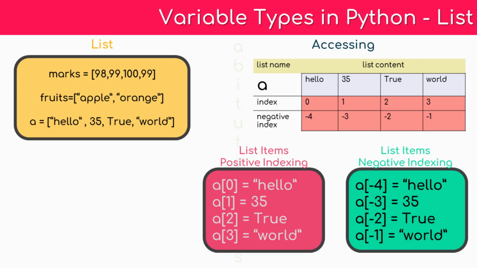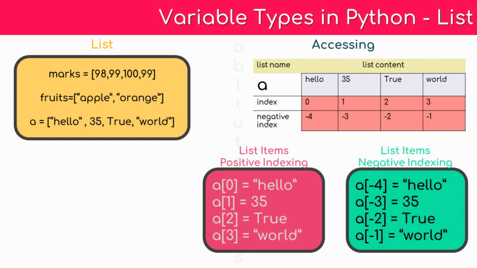Accessing the individual items of the list can be done using the index numbers. Index numbers start from 0 and continue till the end of the list. For example, if you need to access the first item of the variable A, you have to type A square bracket 0, which gives you the first item of the list A, that is hello.